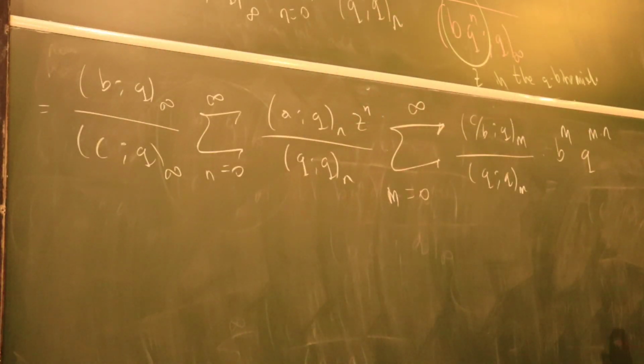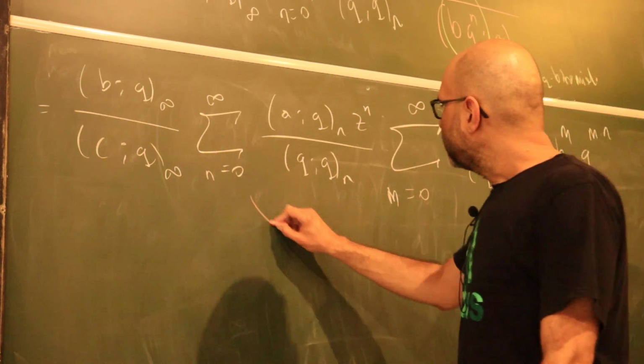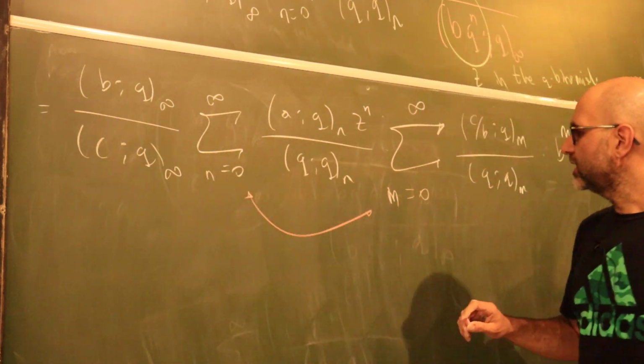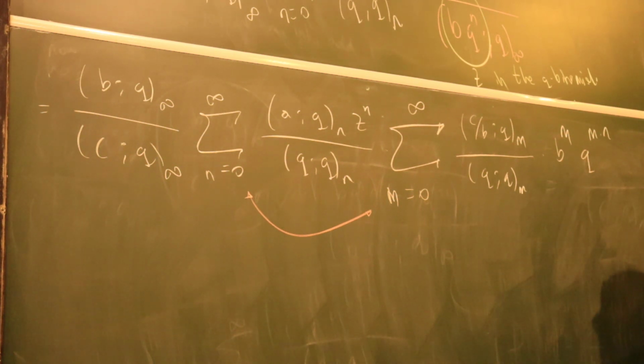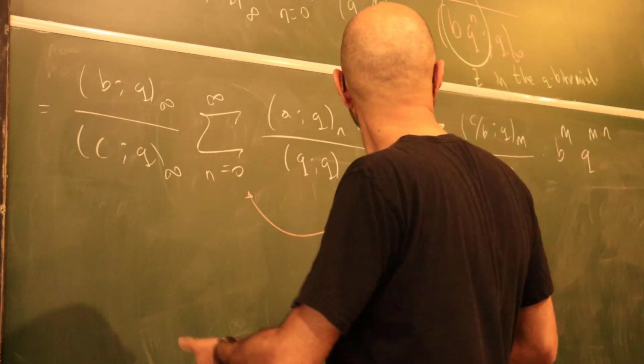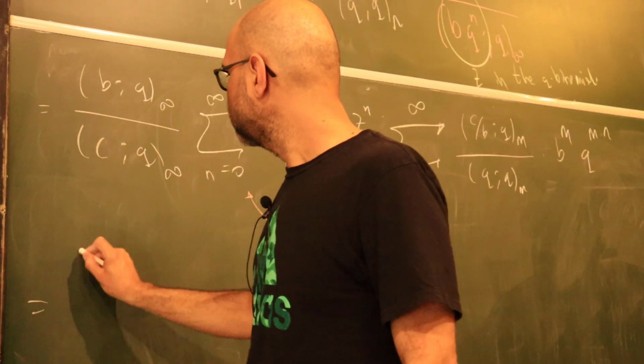The next operation is switching the order of summation here and finding another way to apply the Q binomial theorem, and then that's going to be it. And how can we switch the order of summations here? If we are worried about convergence, take my word for it, these are absolutely convergent if you take Q less than 1 in modulus. Anyway, switch the order of summations here.